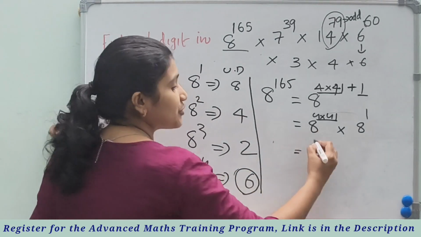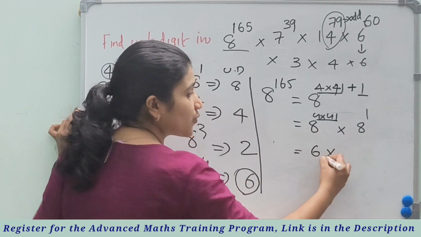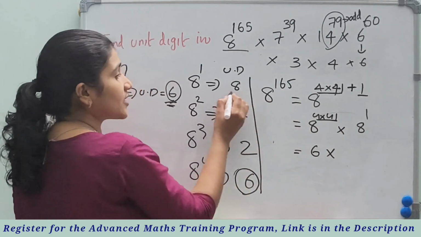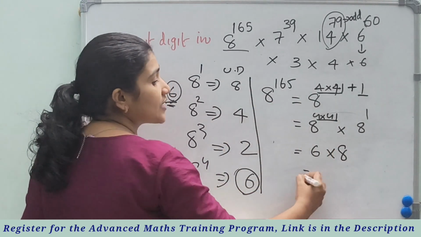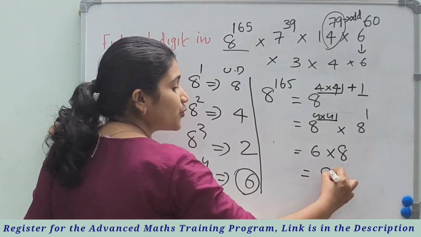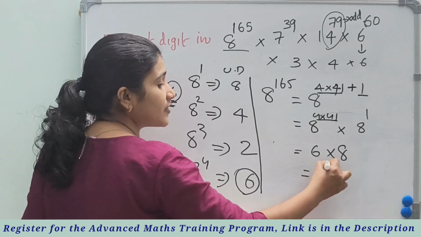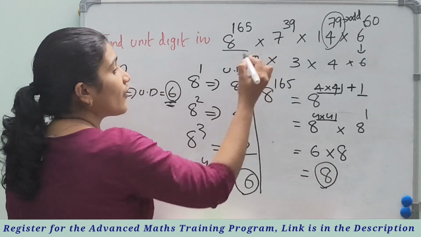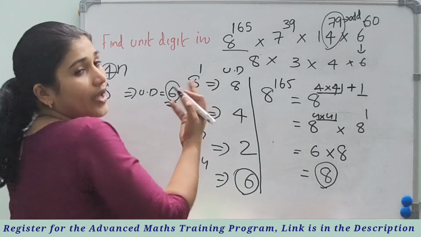Always 6. Which means here we have 6 as unit digit, and unit digit in 8 raised to 1 is 8. So 6 into 8 is 48, means unit digit in 8 raised to 165 is 8. So here we have 8.